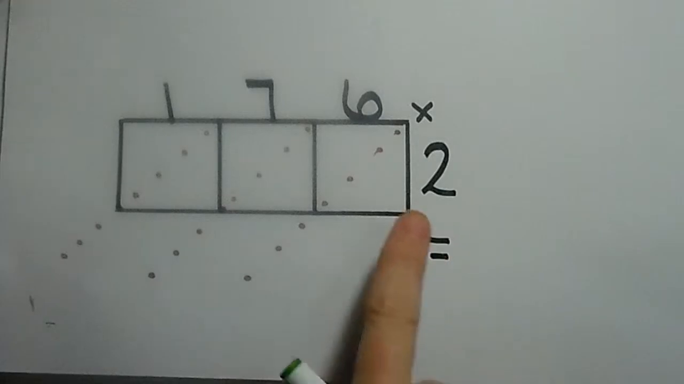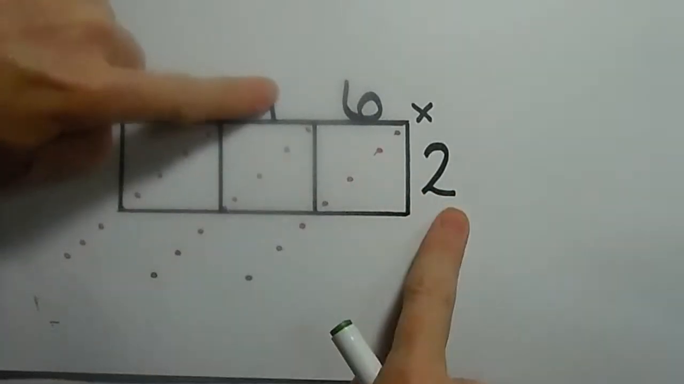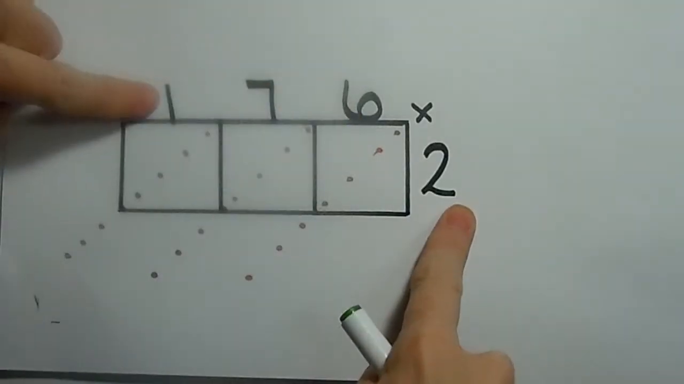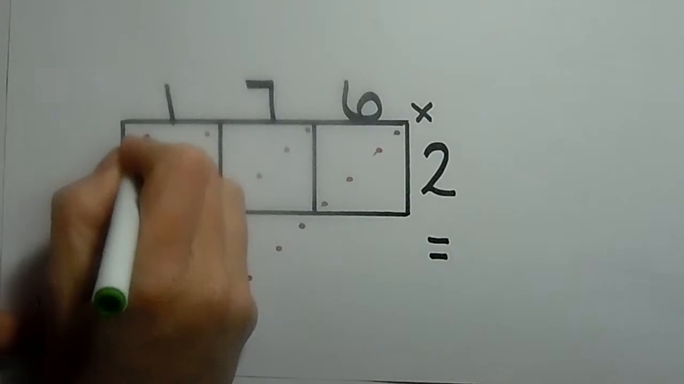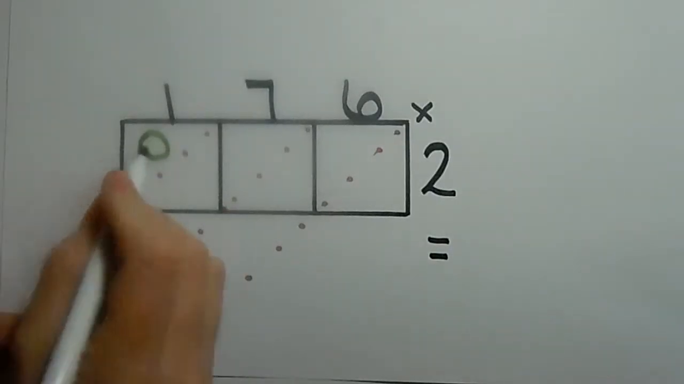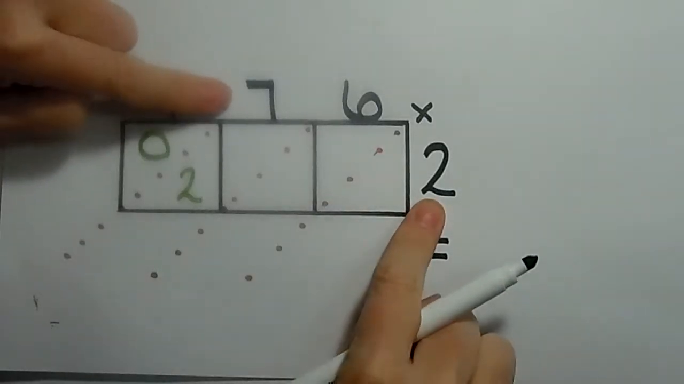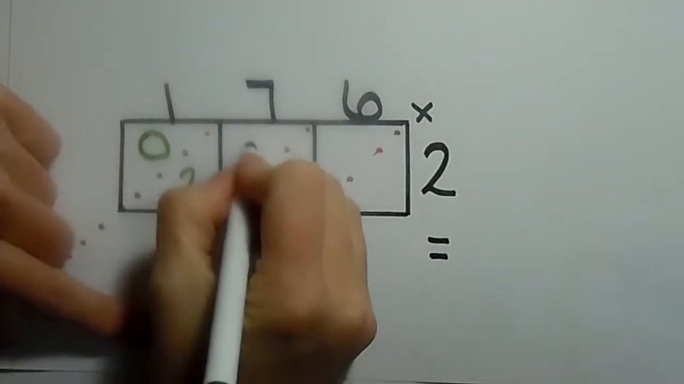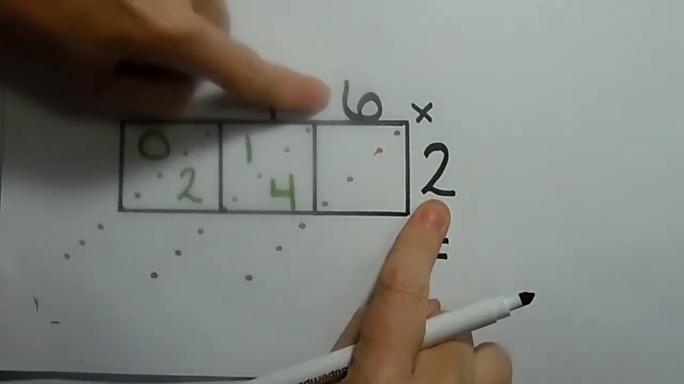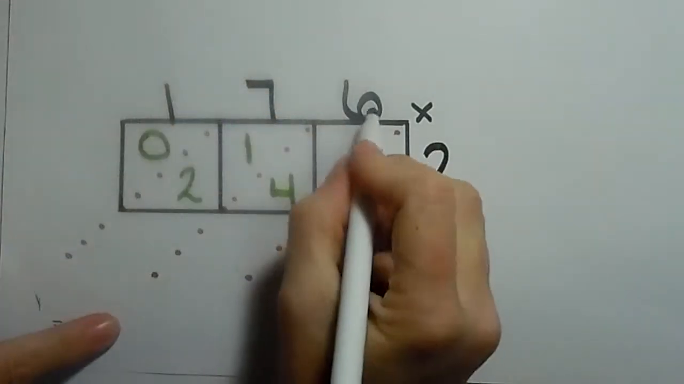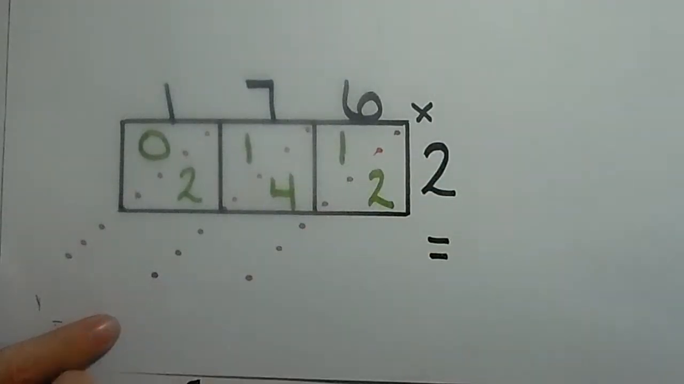In doing this, we are simply going to fill in our boxes with the different multiples. Here we have 1 times 2 is 2. So upper left in the tens place we have 0 and 2 in the ones place. 7 times 2 is 14, 1 in the tens place, 4 in the ones place, and 6 times 2 is 12. So we have 1 in the tens place and 2 in the ones place.